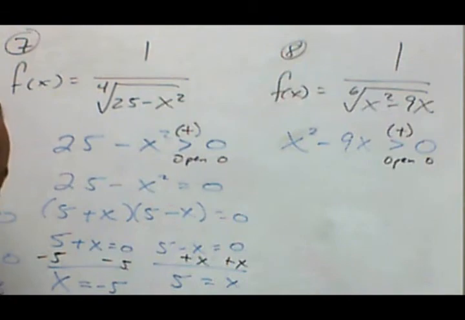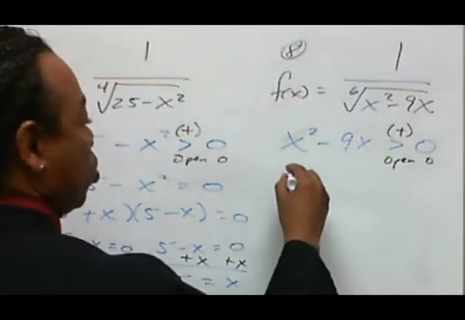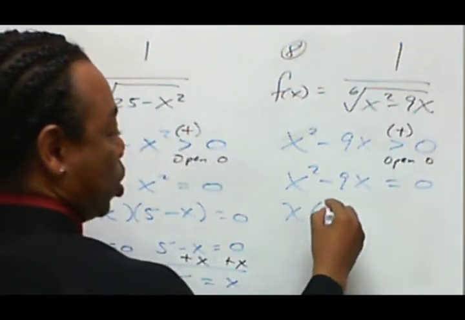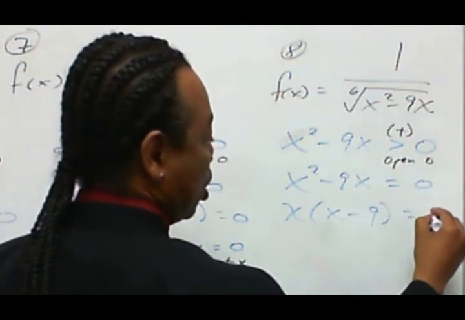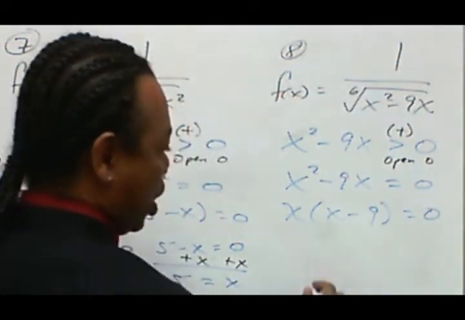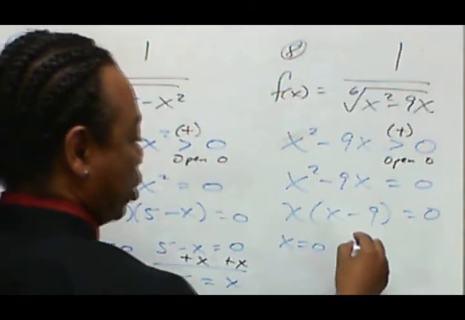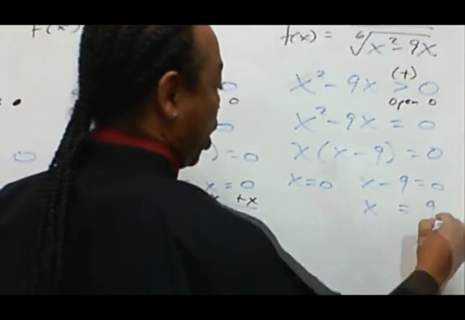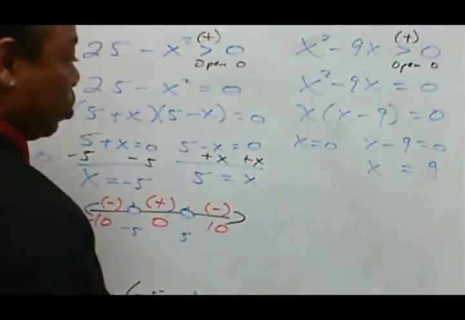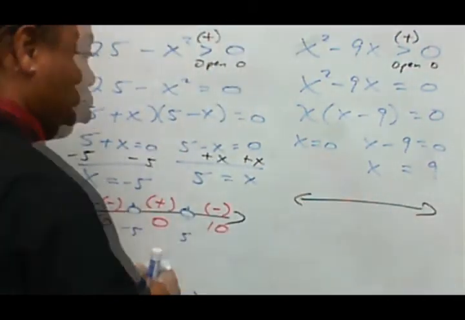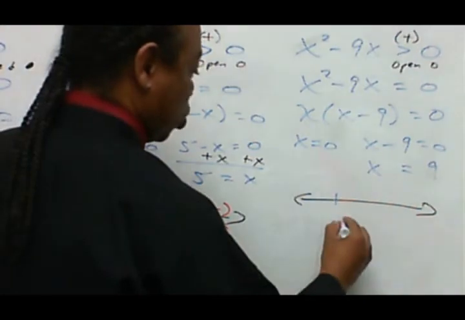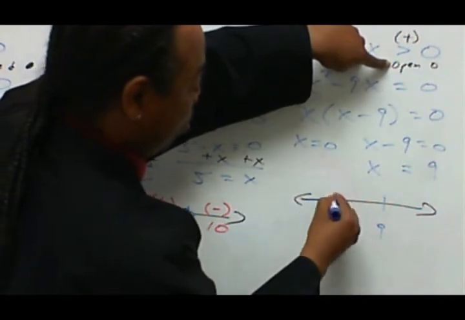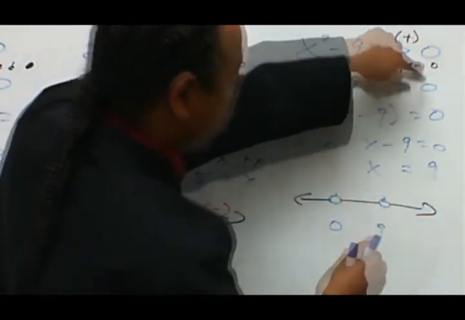So let's begin to solve that. x squared minus 9x equals 0. I can factor out the x. We'll get x times x minus 9 equals 0. And then I can solve this for x equals 0, and x minus 9 equals 0, which implies x equals 9. So those are my two solutions, 0 and 9. Okay, let's look back here. They'll both be open. Open here and open there.